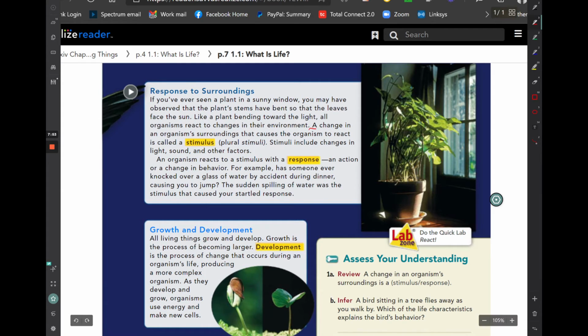A change in an organism's surroundings that causes the organism to react is called a stimulus. So the thing that makes you react is what we call the stimulus. And then the reaction to the stimulus is what we call the response. So a stimulus happens, that's a change in the surroundings that causes the organism to react. And then the action or the change in behavior that happens is the response.